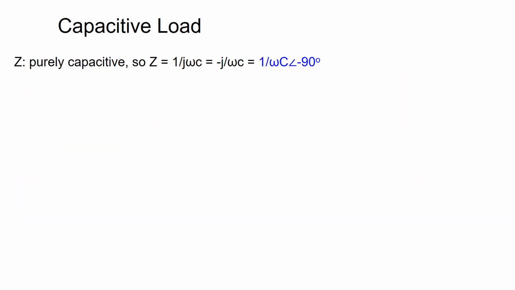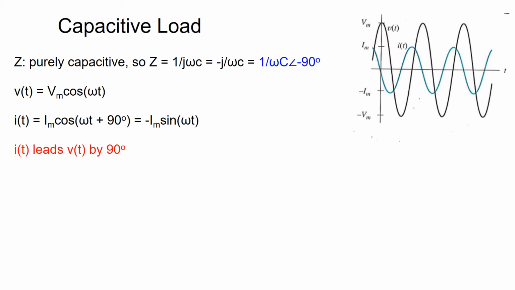When the circuit load is purely capacitive, then the impedance is 1 over j omega C in rectangular coordinates, which is a purely imaginary negative number. In polar coordinates, it's 1 over omega C at an angle of minus 90 degrees. Again, when the voltage source is v of t equal to V sub m cosine omega t, then the current is i of t equal to I sub m cosine omega t plus 90 degrees, which is equal to minus I sub m sine omega t. This means that the current leads the voltage by 90 degrees.